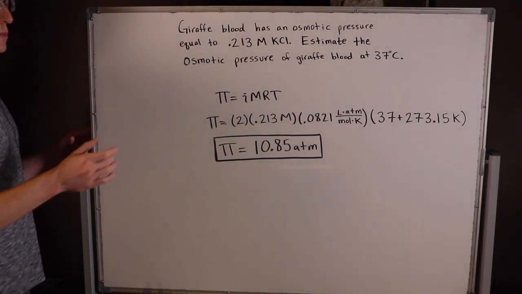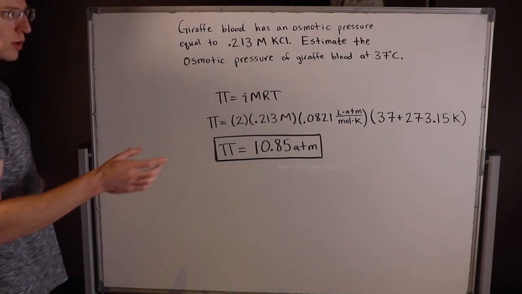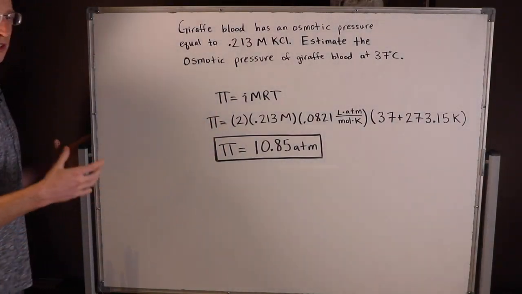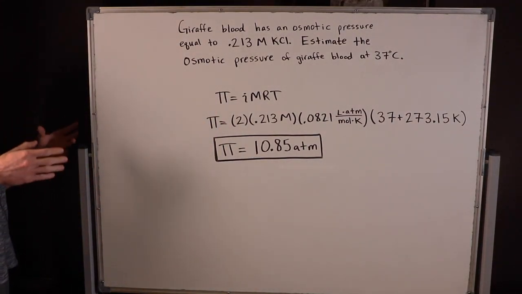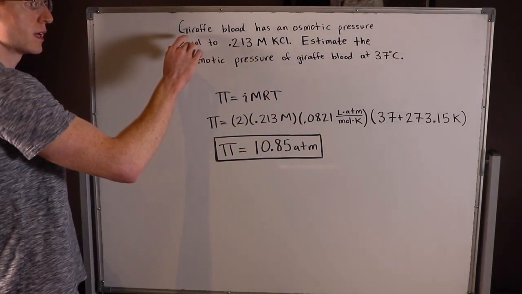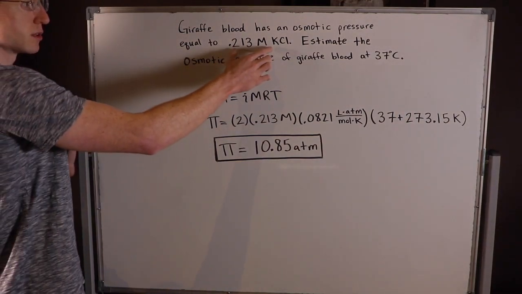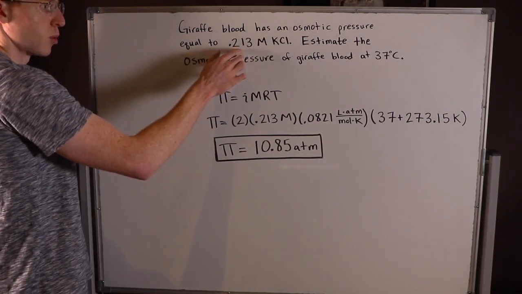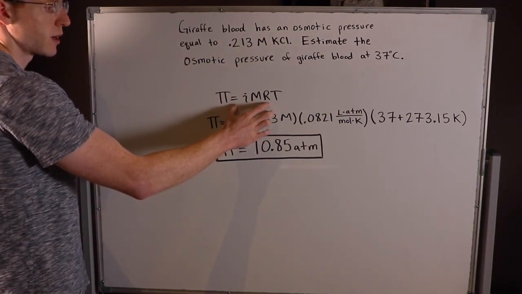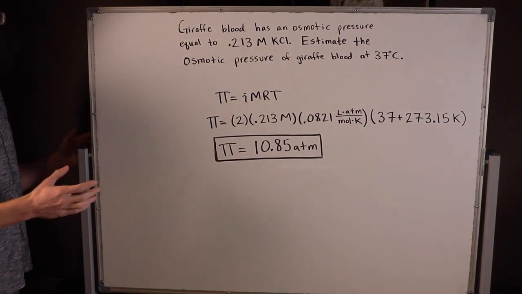Giraffe blood has an osmotic pressure equal to 0.213 molar KCl, or potassium chloride. Estimate the osmotic pressure of giraffe blood at 37 degrees Celsius. Sometimes textbooks will ask questions like this where they try to make it sound fancy or complicated by mentioning giraffe blood or some other solution, but really what they're asking you to do is just calculate the osmotic pressure of 0.213 molar KCl. Since this is an osmotic pressure problem, I went ahead and wrote the osmotic pressure equation here, and of course we're solving for Pi, the osmotic pressure.